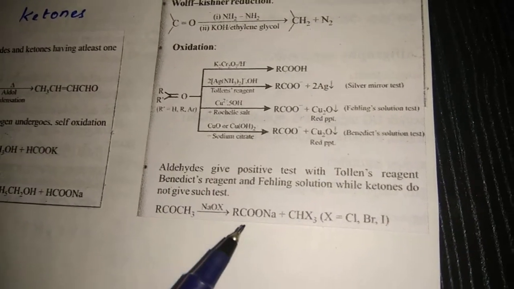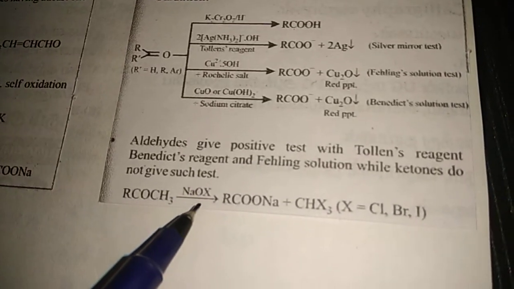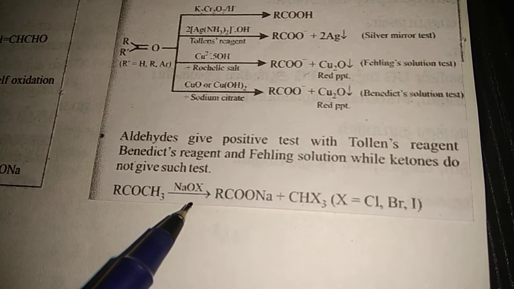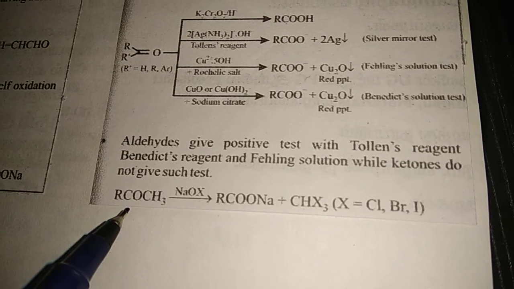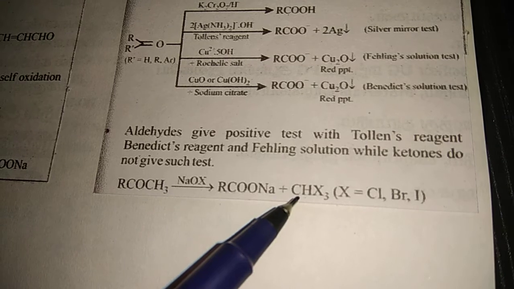With this, here sodium hypohalite, NaOX, is there, where X may be chlorine or bromine, whatever it may. Here the ketones undergo reaction and form like this. This is the haloform reaction.